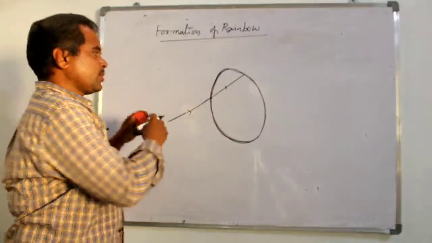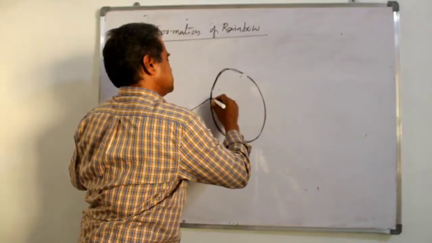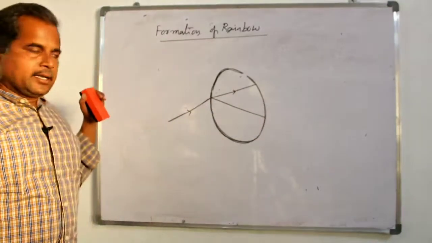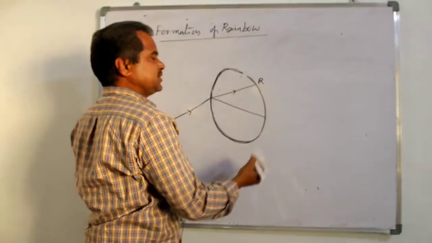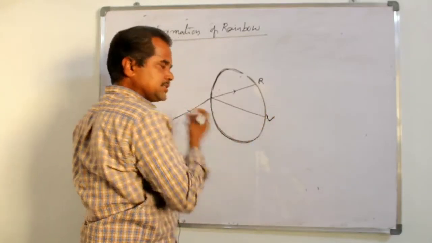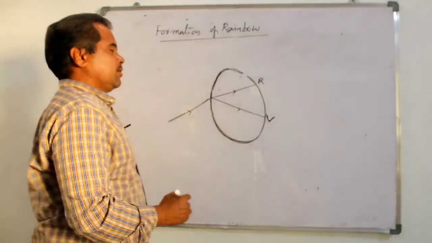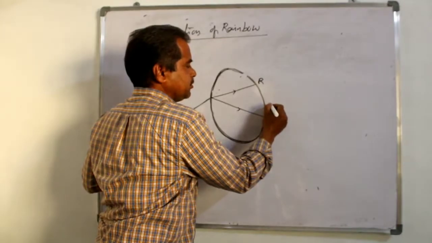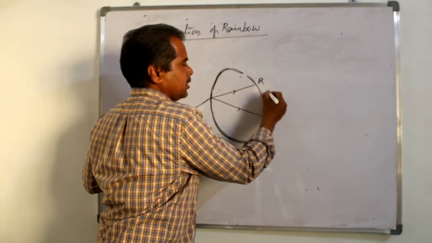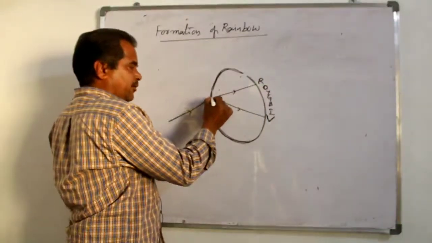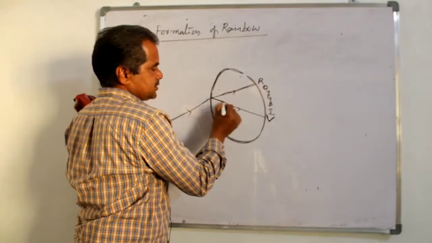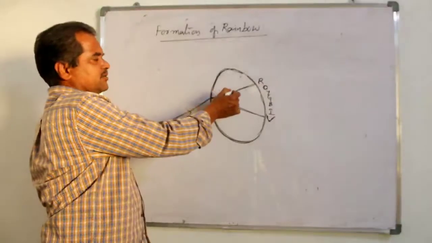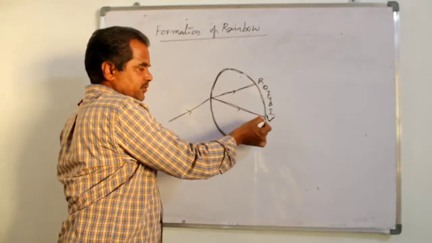We have already known that the original direction is like this. Red color has higher wavelength, so it gets less deviation. Violet color has less wavelength, so it gets more deviation. The remaining colors exist between red and violet: violet, indigo, blue, green, yellow, orange, like this. So after the first refraction, all these seven colors reach the second curved surface of the raindrop.